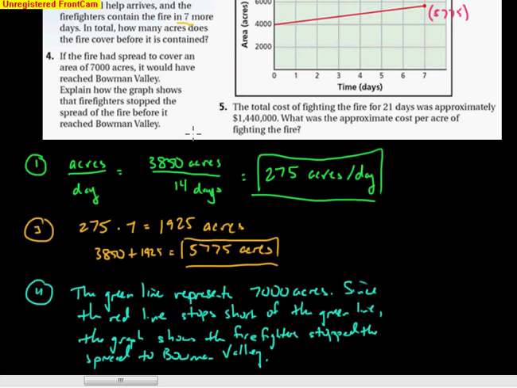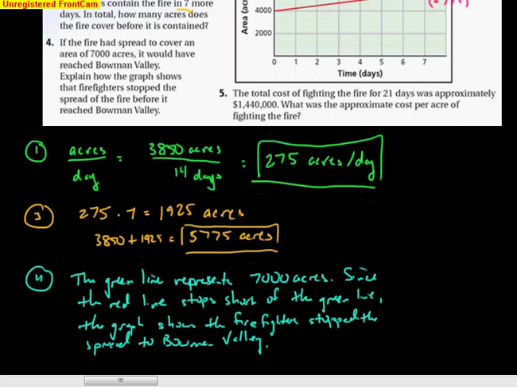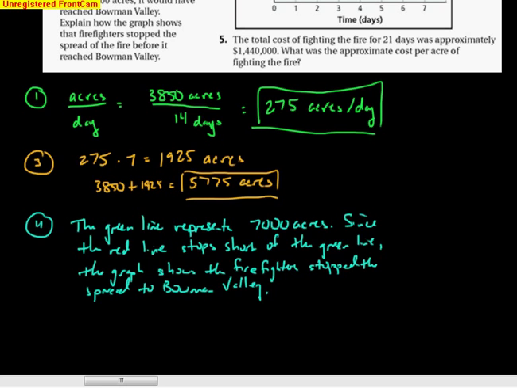All right, and then lastly, number 5, it says the total cost of fighting the fire for 21 days was approximately $1,440,000. What is the approximate cost per acre of fighting the fire? Here we go. Another rate.